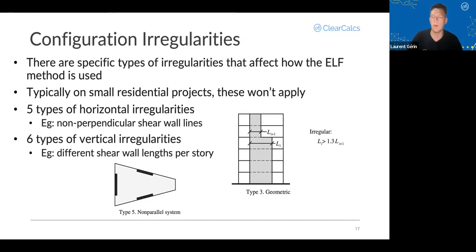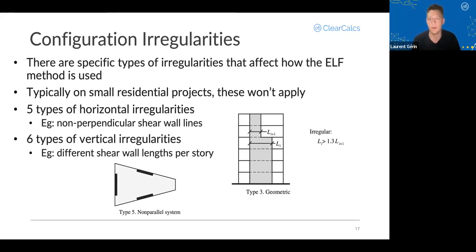So I'm not going to go through all of them here. Again, they might not affect most projects. However, you should still be familiar with them. I'd encourage you to take a look in ASCE 7 and just look at the conditions for when these actually matter. Just because you have an irregularity doesn't mean that your building's not going to withstand an earthquake. It just means it might have some additional detailing requirements.